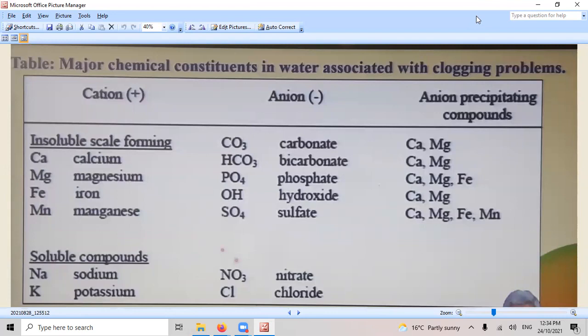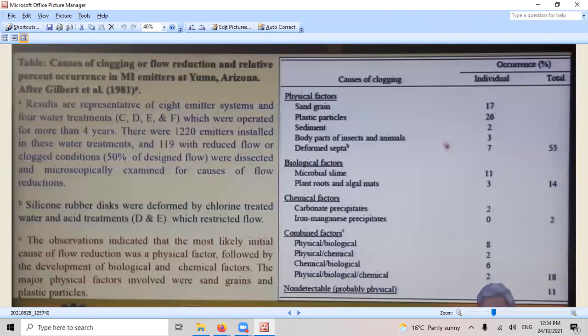This is cool. It's a really good one. Major chemical constituents in water associated with clogging. So that's what you really got to look out for. If you've got a high, for instance in the deserts, you'll see high calcium. It'll clog up. You'll get all this white scum all over your pipes, and especially heating elements. Just an example.